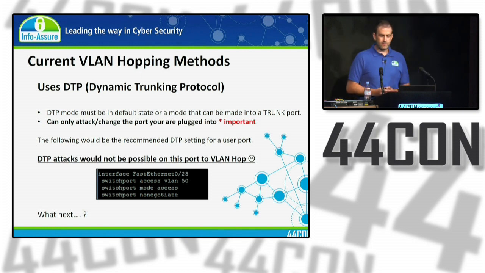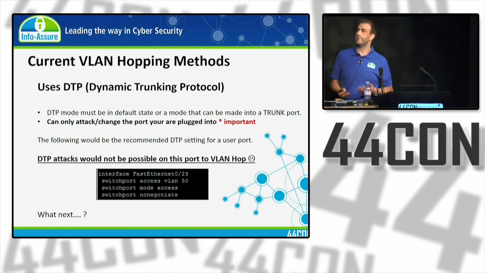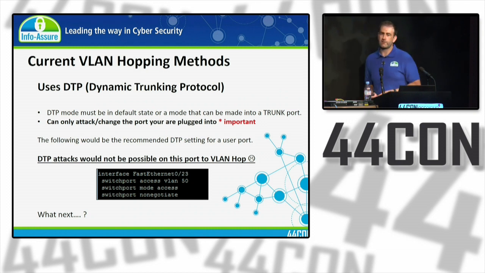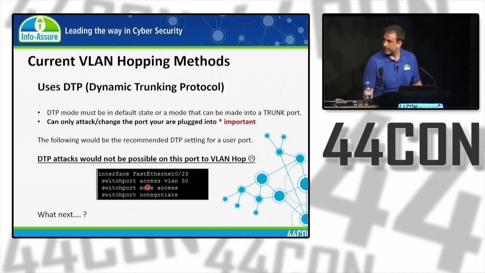So the current limitations with DTP attacks are that it's port specific. If you don't know what DTP is, it's the Cisco dynamic trunking protocol that handles trunk ports, and you can basically attack that and VLAN hop effectively. The important thing to note with DTP is that it is port specific. So if you plug it into a port like shown up here, if you can see that, this is an access port, so it's not broadcasting any DTP packets, and it's locked into VLAN 50. So this is the port config on the Cisco device itself.